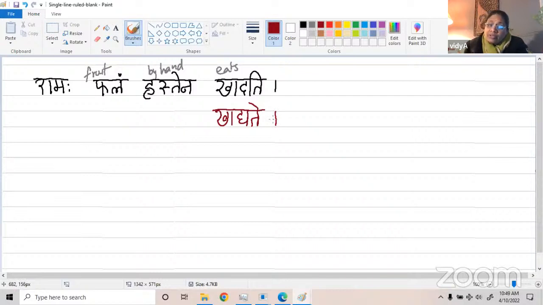Okay. So the next question is, what is being eaten? Phalam is being eaten. We know that phalam is a Napunsakalinga word, and therefore it remains the same in both the Prathama Vibhaktihi and the Dvitiya Vibhaktihi. And who is doing the eating? Ramaha. Here that will become Ramena because it is in Tritiya. So Ramena phalam khadyate. And how is he eating? That is not going to change. It is going to remain as hastena.